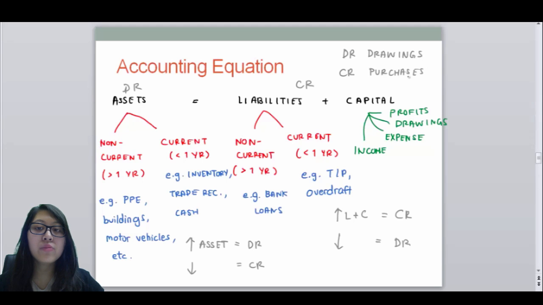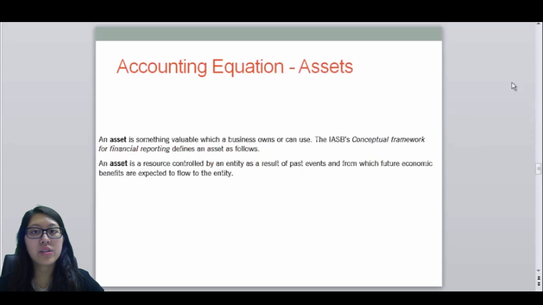So income should be a credit because it increases capital. So if income is being reduced, then it would be debited to the income account. Also in detail, income is a credit figure, expense is a debit figure, drawings is naturally a debit, and profits are naturally a credit figure.